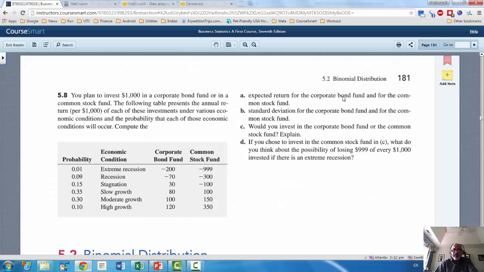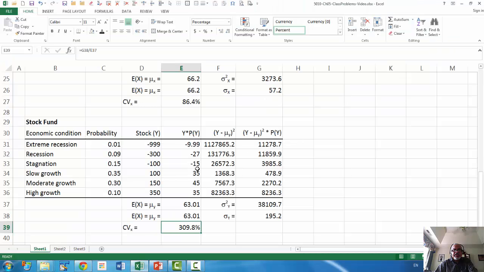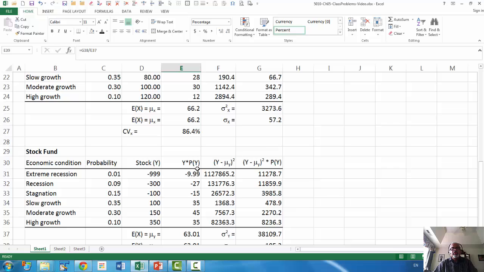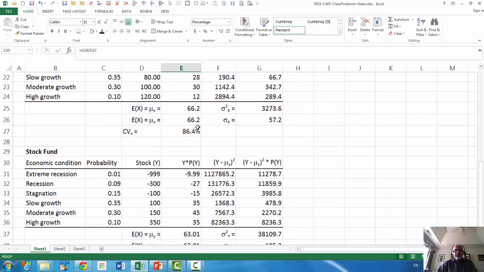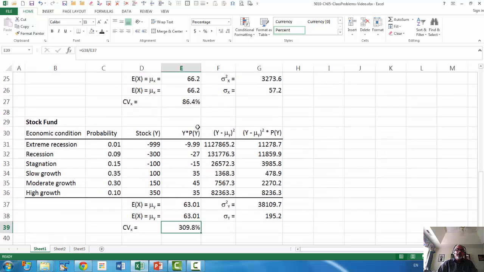So expected return of corporate bond fund, standard deviation of corporate bond fund, we've already done that. Would you invest in the corporate bond fund or the common stock fund? So we have calculated both pieces of information. Now the question is, in which of the two funds you'll invest, of course, is going to depend upon your ability to take risk, your risk averseness. If you're risk averse, of course, you're going to go with the bond fund. If you are willing to take risk, you would go with this.